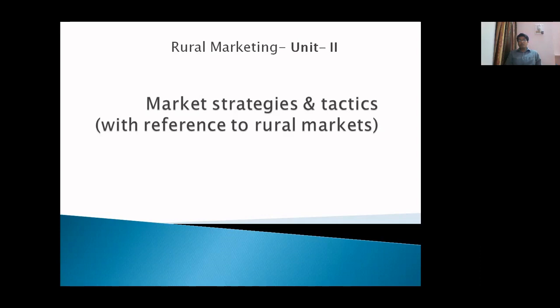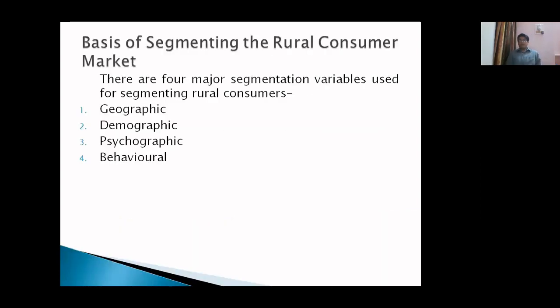We talked about market segmentation. We discussed the definition part of market segmentation, prerequisites of market segmentation. We also talked about heterogeneity in rural areas, due to which market segmentation becomes necessary. Today, we will be discussing the basis of segmenting the rural consumer market.